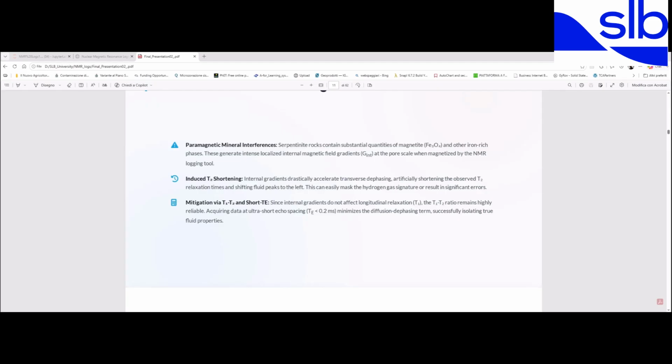So we sometimes have this trouble. The presence of magnetite can alter the real value. There will be a signal, but there can also be an alteration. It induces T2 shortening. Internal gradients drastically accelerate transverse dephasing, artificially shortening the observed T2 relaxation time and shifting fluid peaks to the left. This can easily mask the hydrogen gas signature or result in significant errors. Mitigation via T1, T2 and short TE. Since internal gradients do not affect longitudinal relaxation, the ratio remains highly reliable, acquiring data at ultra short echo spacing.